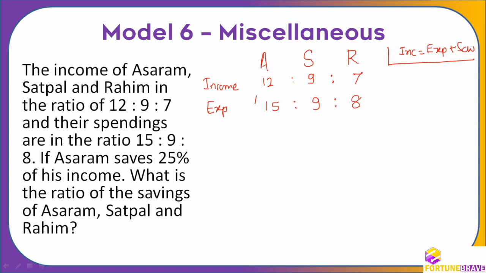Asaram saves 25% of his income. So now what has happened? Asaram is saving 25% of his income. If you see the previous model when we solved the percentage questions, we have done something. 25% saving means they are saving 1/4. So from this to this there should be 1/4 less. So I am going to find some number which I'll be able to use for both the numbers 12 and 15 but with 1/4 less.